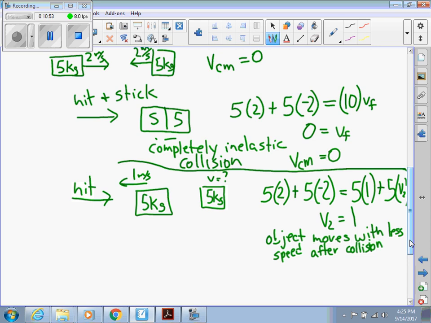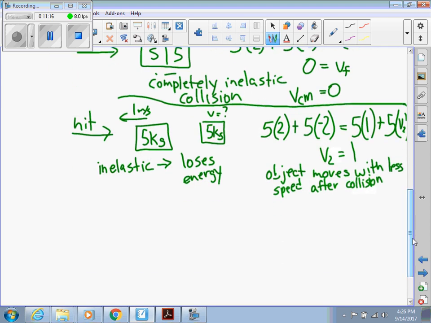So when you have this, this is known as an inelastic collision. And in this case, you're looking for the loss of energy. It loses energy. And we'll look at that some. The last case I want to talk about is where they hit and they bounce off of each other again.